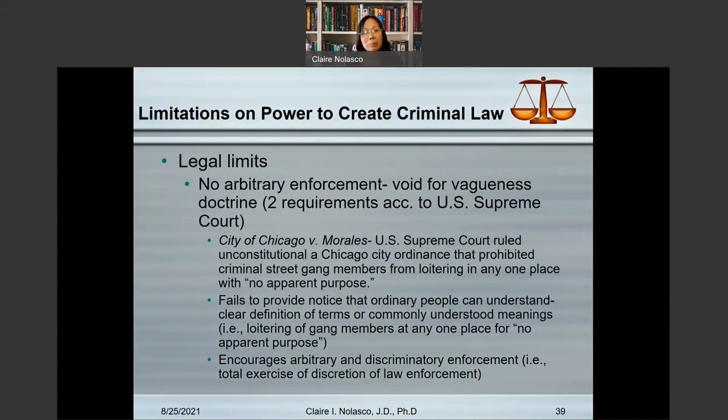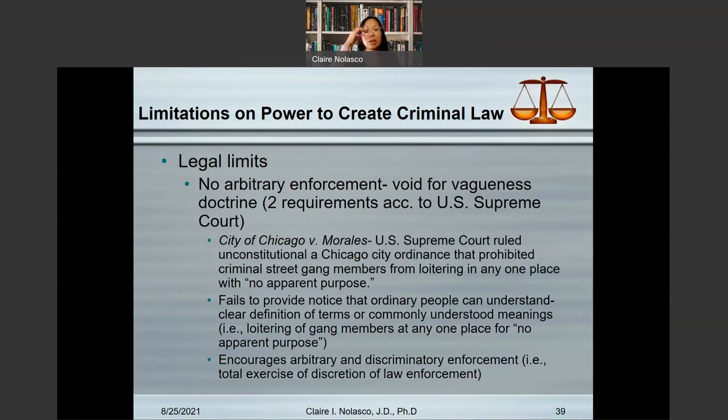Another legal limit would be arbitrary enforcement. There shouldn't be arbitrary enforcement of the crime, and criminal laws that are vague would sometimes be declared unconstitutional by the Supreme Court based on the void for vagueness doctrine.